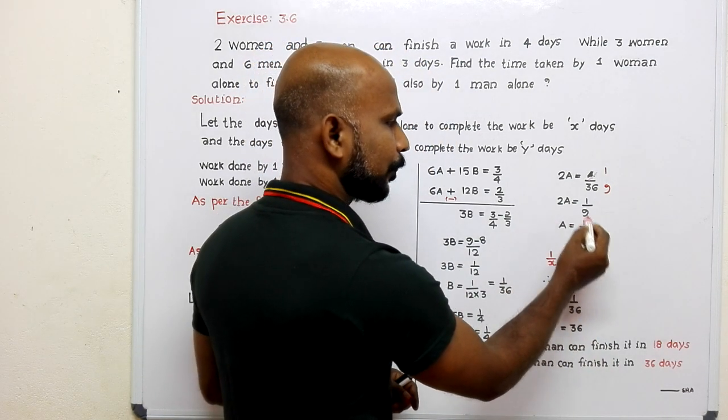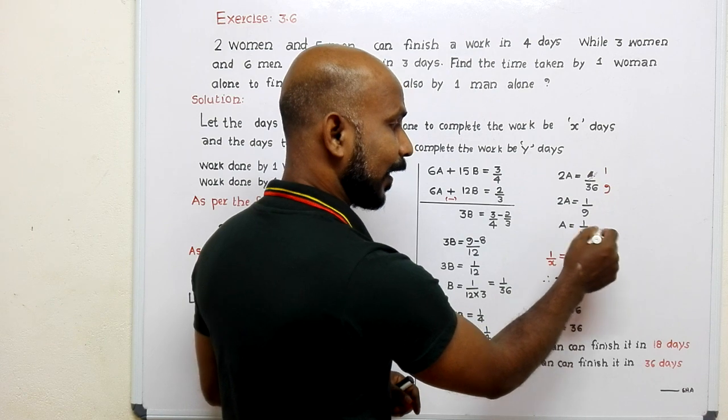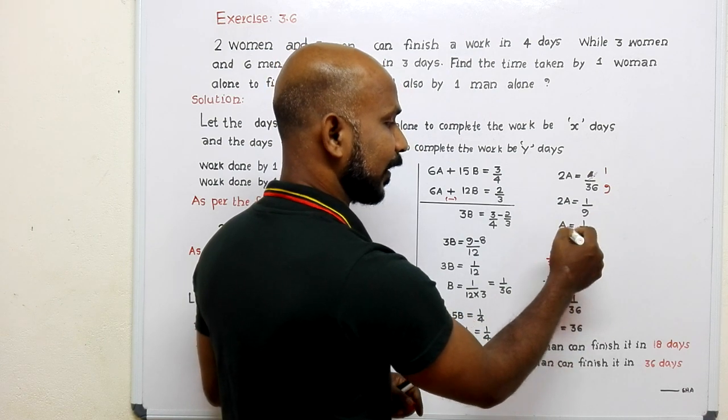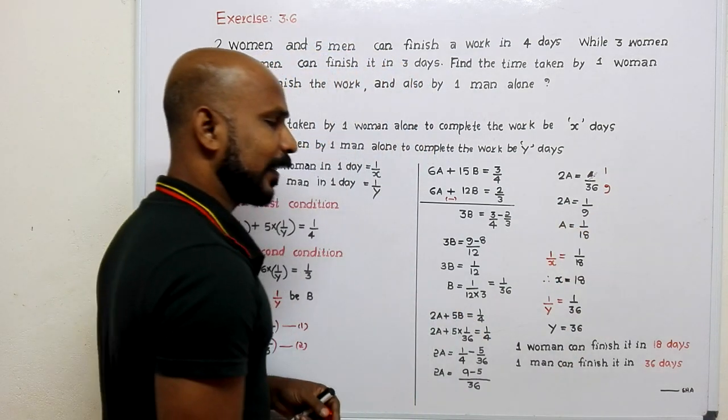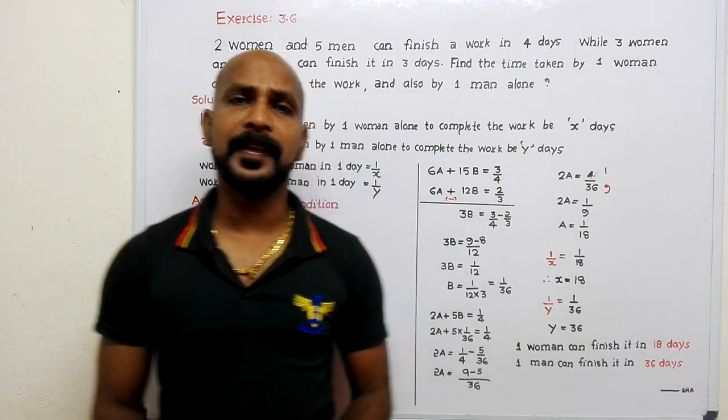Therefore, a equal to 1 by 9 into 2. Not 9 divided by 2. 1 by 9 into 2 is 18. That is a equal to 1 by 18. So, we got a equal to 1 by 18 and b equal to 1 by 36.